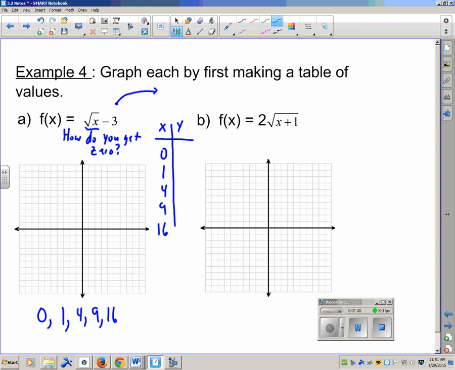Let's pick all those. So if we do those, the square root of 0 there is 0, minus 3 is -3. The square root of 1 is 1, minus 3 is -2. The square root of 4 is 2, minus 3 is -1. The square root of 9 is 3, minus 3 is 0. The square root of 16 is 4, minus 3 is 1. So let's plot that out. We've got 0, -3, and we've got 1, -2. We've got 4, -1. And then we've got 9, 0. So 16 is not going to fit on my graph there, but these will.